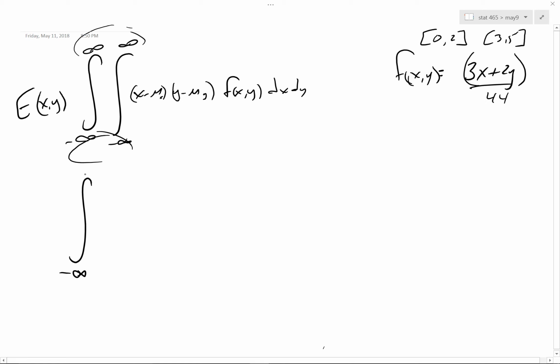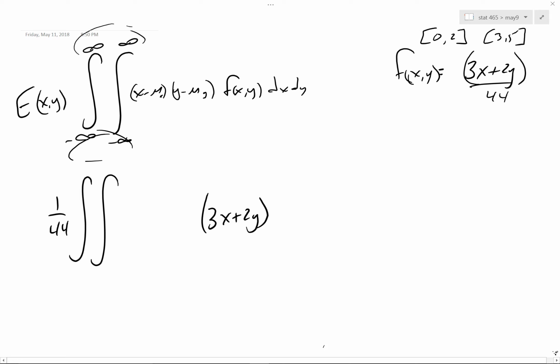So what I'm going to do is this. Double integral from negative infinity to infinity, and I'm going to pull that 1/44 out front. So I'm going to replace this with just 3x plus 2y right there. Now, what is x minus mu? Well, how would I find mu? The expected value of x, rather, for this guy. How would I find the expected value of x? The expected value of x is going to be the double integral of our f of x and y, like that, right?